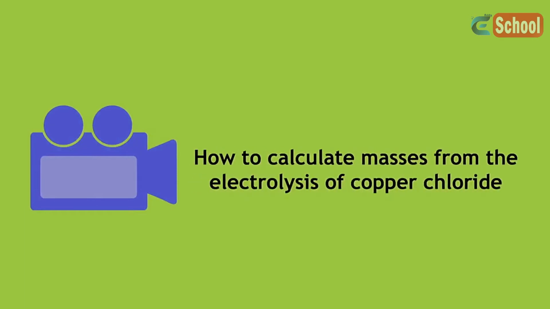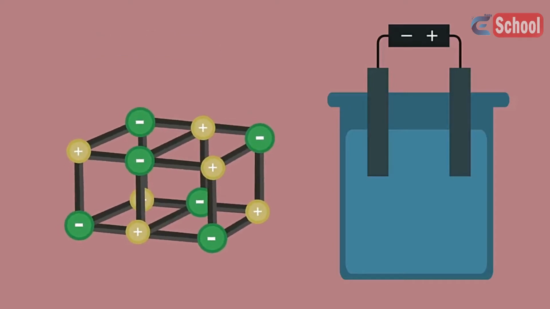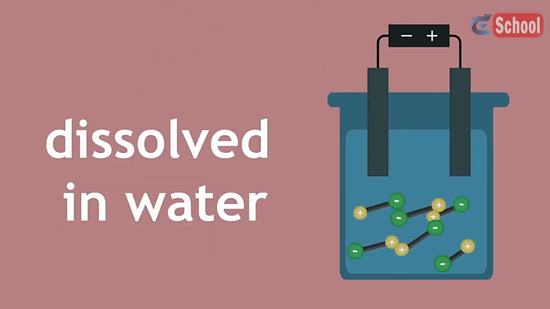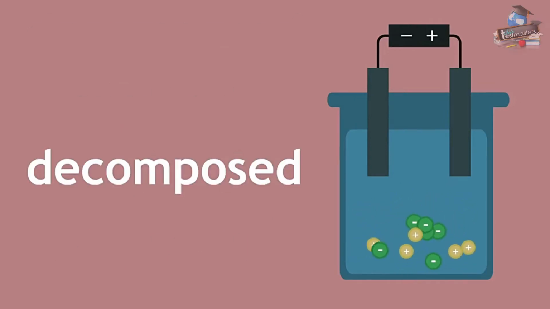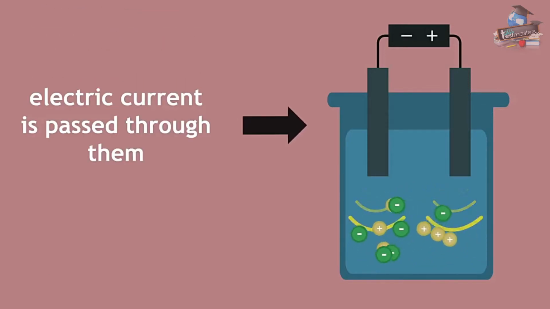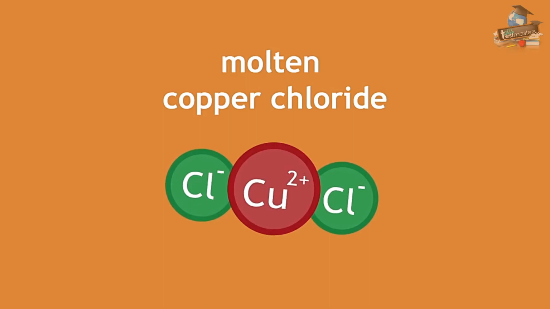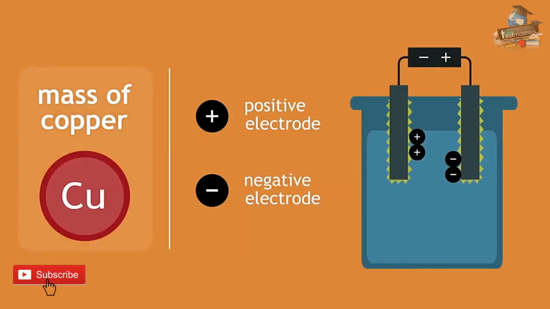In this video, we are going to learn how to calculate masses from the electrolysis of copper chloride. Electrolysis is a process by which ionic substances that have been dissolved in water or melted are decomposed, broken apart into simpler substances when an electric current is passed through them. For example, if you were to take molten copper chloride, it would be broken down into copper metal and chlorine gas. It's possible to calculate the mass of the copper produced from this electrolysis.